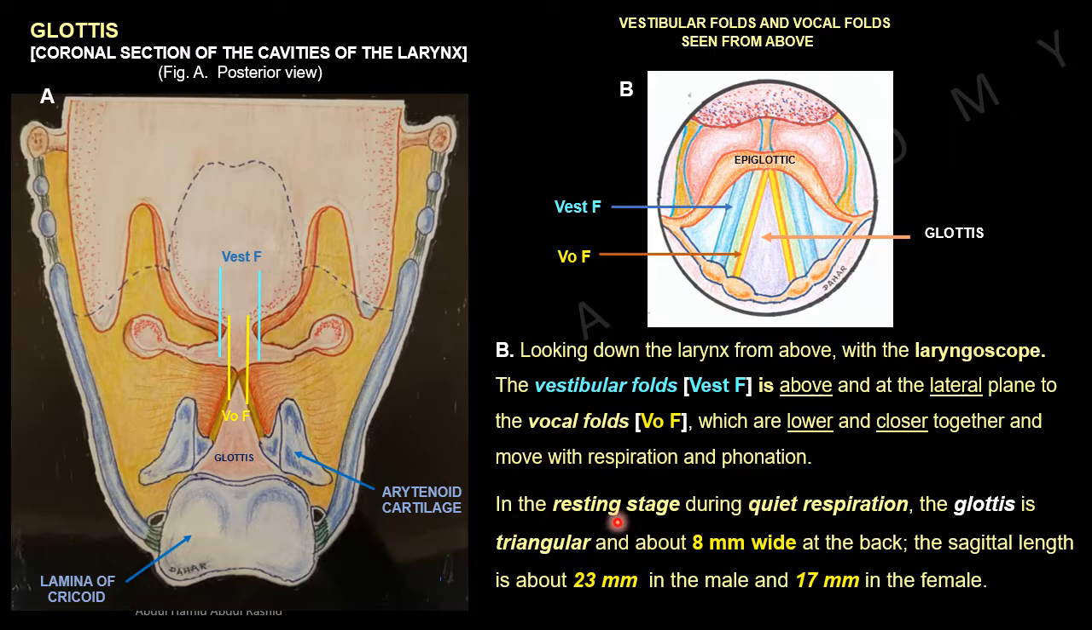In the resting stage, during quiet respiration, the glottis, this is the one, is triangular in shape and about 8 mm wide at the back. The sagittal length is about 23 mm in male and about 17 mm in female.